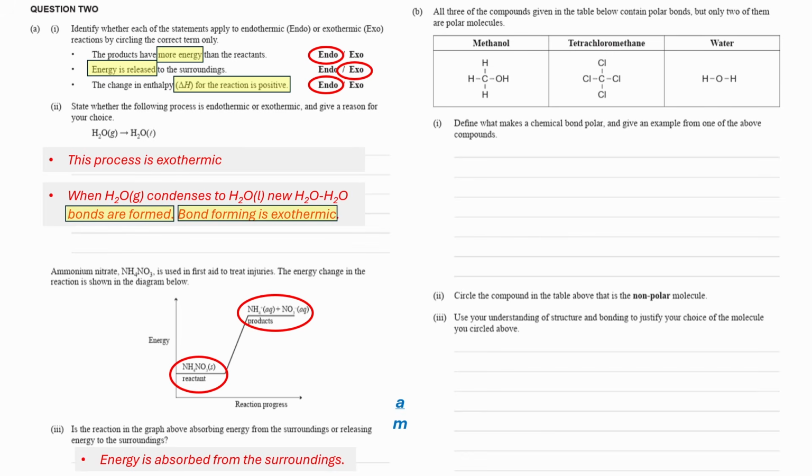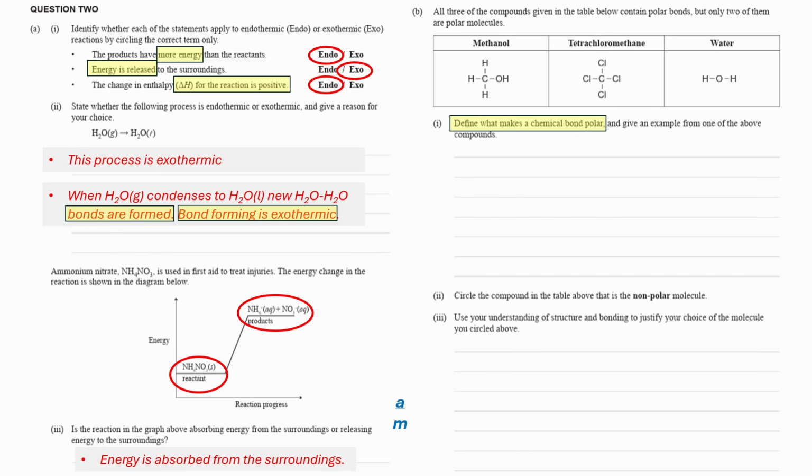Yes, they do, right? We will talk about that, but only 2 of them are polar molecules. That's correct. Define what makes a chemical polar bond and give an example from one of the above compounds. Okay, so we could take any of them. We could take the carbon to oxygen bond here. We could go the oxygen to hydrogen bond here. We could go the carbon to chlorine bond here, or the oxygen to hydrogen bond.